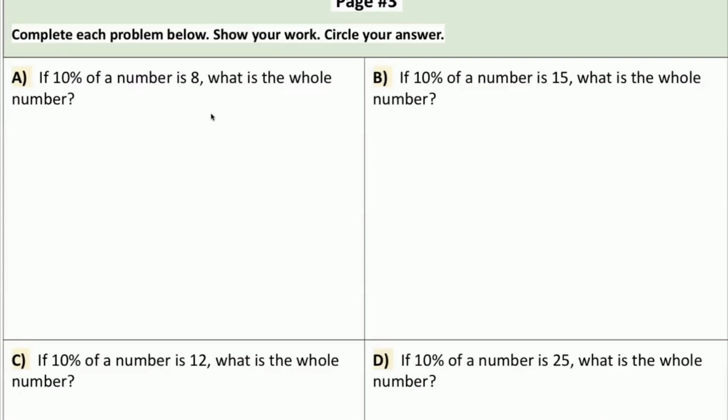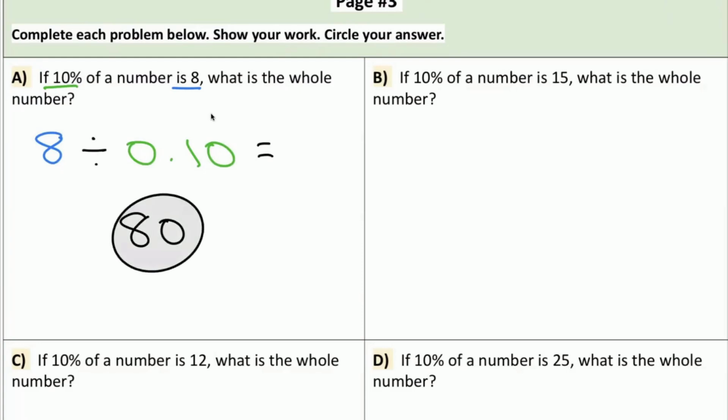On page 2, we knew the whole and we tried to find the part, similar to examples A and B on our first page. Now we're going to practice examples similar to C and D, where we don't know the whole and we do know the part. So if 10% of a number is 8, our part is 8, and we'll simply divide by 0.10. 8 divided by 0.10 is 80, and that is our whole. Go ahead and complete problems B and C, then come back to the video to check your work.